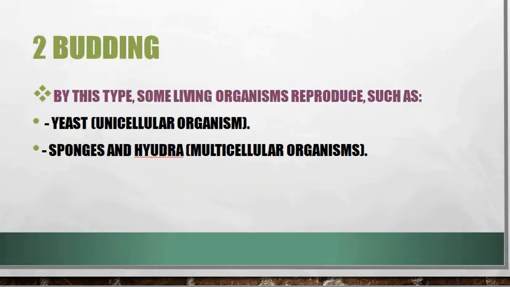The second one is budding. It's the second way of asexual reproduction that occurs through the yeast, which is considered a unicellular living organism, or sponge and hydra, which are considered multicellular living organisms.